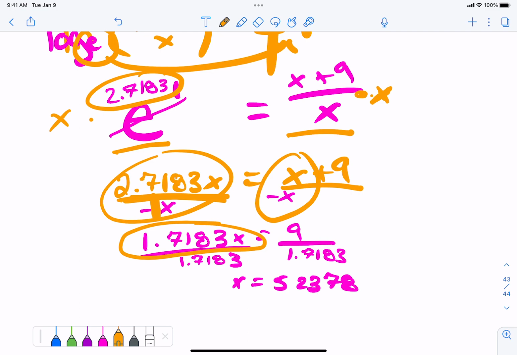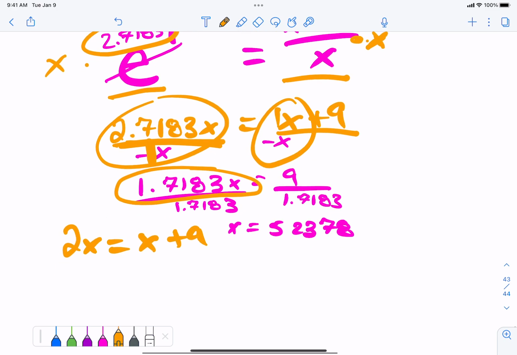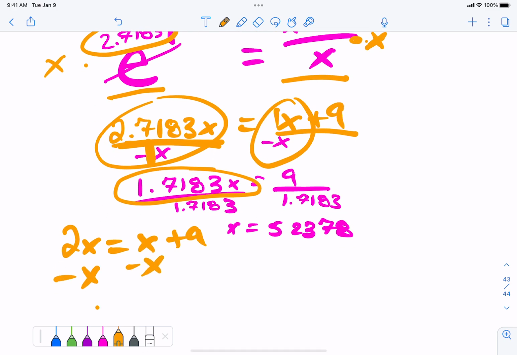Wait, what? Okay, I'm wondering, when you subtract on them, because I think that's how people do it. This is 2x minus 1x, it's just 1x. If this said 2x equals x plus 9, right? And you subtract x, this would be 1x equals 9, right? Yeah. Okay, but it's 2.7183 minus 1, so it's 1.7183.